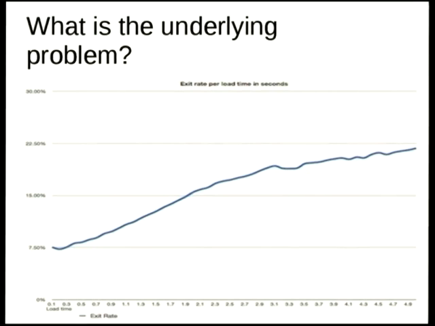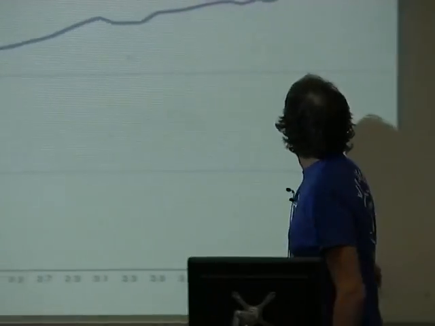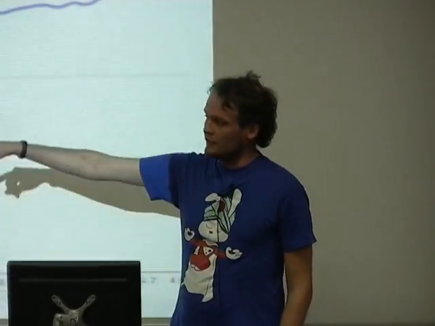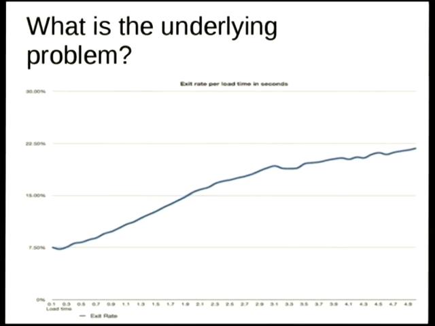And the underlying problem is that Varnish is an HTTP reverse proxy. It sits in front of your CMS and caches pages. This graph shows the load time from 0.1 second to 5 seconds, and the exit rate. This graph is from Wikia, and it shows quite clearly that if your web page is slow, people will not continue looking at more web pages.